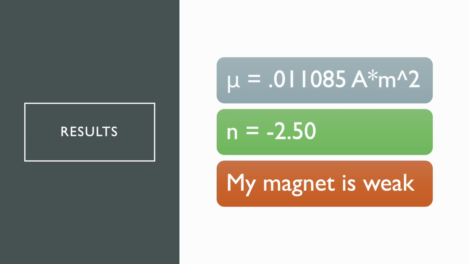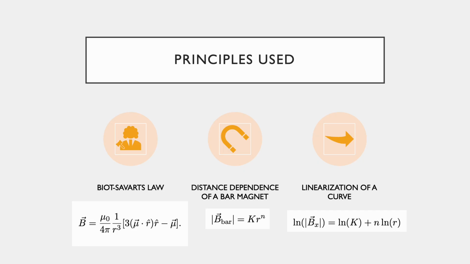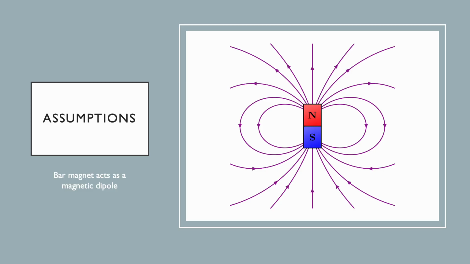As for my results, I got mu equal to 0.01108 ampere meters squared. n was equal to negative 2.5, and I found my magnet to be very weak. As for the principles used, I used the Biot-Savart law, distance dependence of a bar magnet, and linearization of a curve. For the assumptions made, we assume that the bar magnet acts as a magnetic dipole.